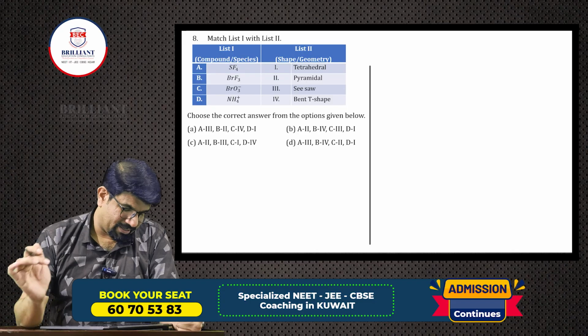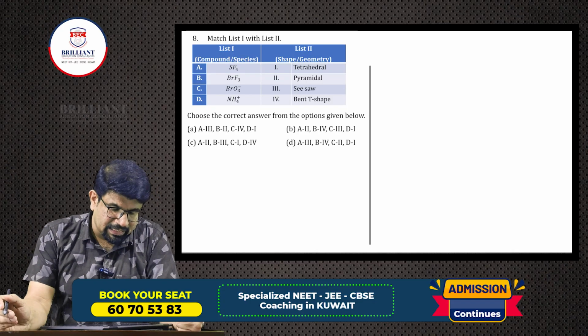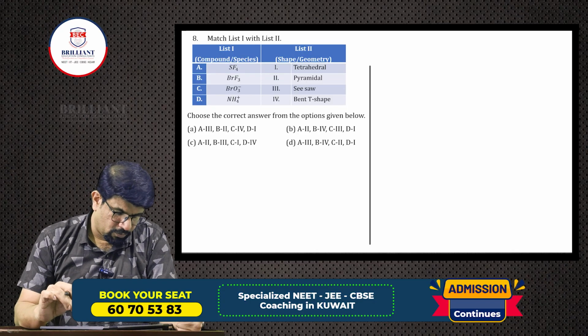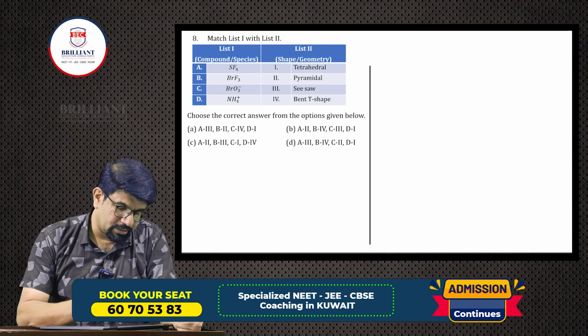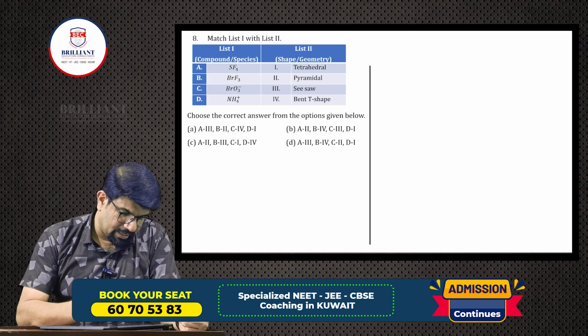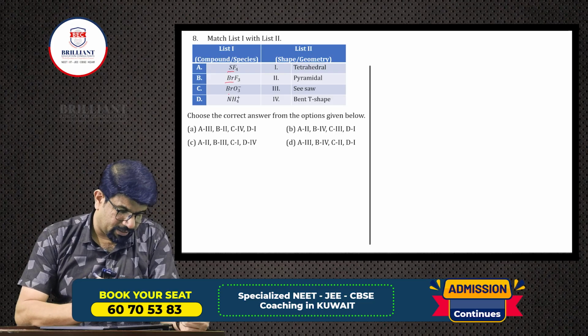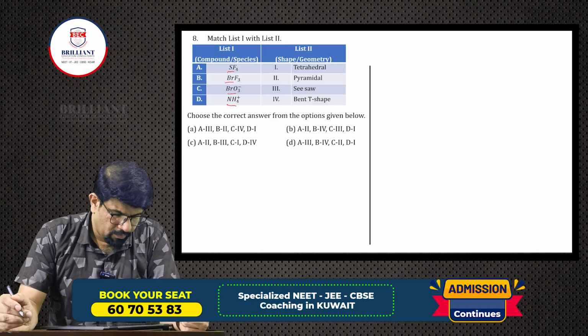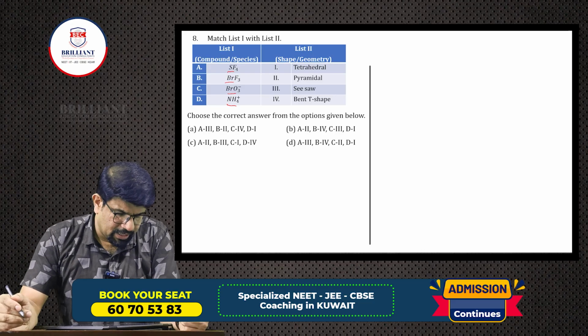Match the following. Here this is an easy question. If you know the shape related to the hybridization, then we can easily write the answer. First they are given SF4. Second they are given BrF3. Third BrO3 minus, NH4 plus, right? So what are the matches here?